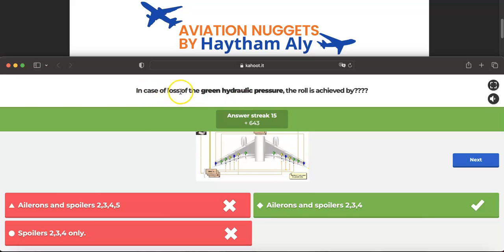So in case of loss of the green hydraulic pressure, the roll is achieved by an aileron, because the blue hydraulic actuator still operates, and spoiler 2, 3, and 4, because only spoiler 5 will be lost, because the green hydraulic system failed, or green hydraulic pressure lost. Okay, everybody. Thanks to the spoiler roll function, because here in the Airbus A320, we have roll function by the aileron and spoilers 2 to 5 on each wing. Okay, everybody. Let's proceed. Next question.